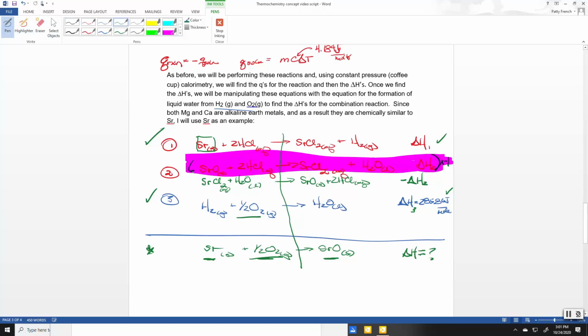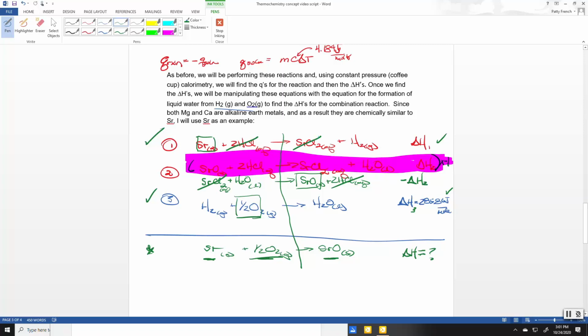So again, keeping all my reactants on the reactant side, all my products on the product side, I'm going to see if I can cancel anything out. So let's see. What I want to end up with is the strontium, the oxygen, and the strontium oxide. That's all I want to end up with. So let's see. 2HCl. I need to get rid of 2HCl. Oh, here it is on the product side, reactant side. That's gone. Let's see. I want to get rid of strontium chloride. Oh, here it is. Strontium chloride on the reactant side cancels with strontium chloride on the product side.